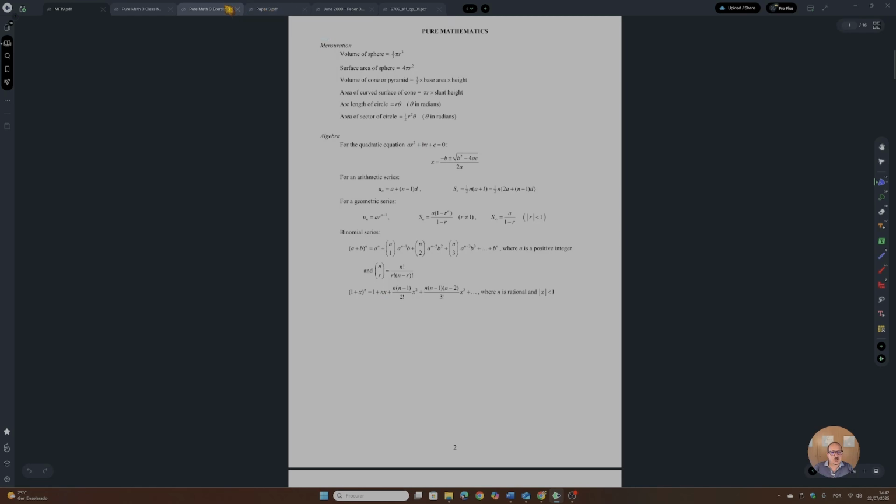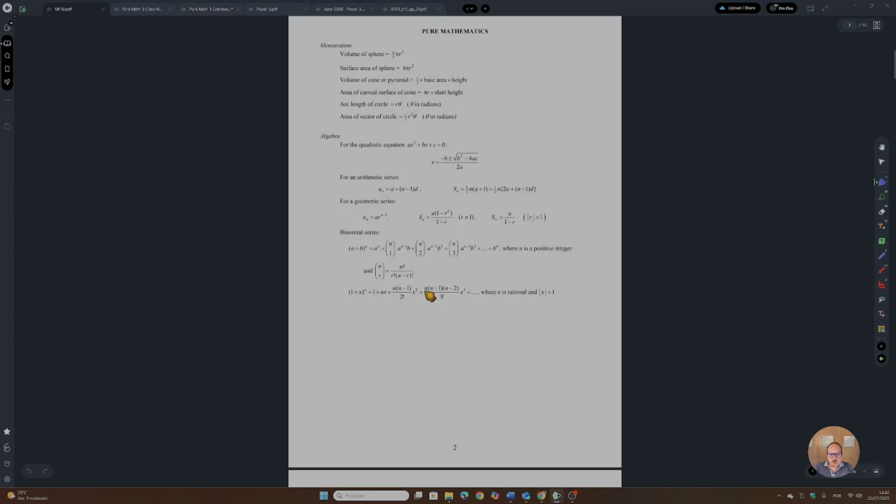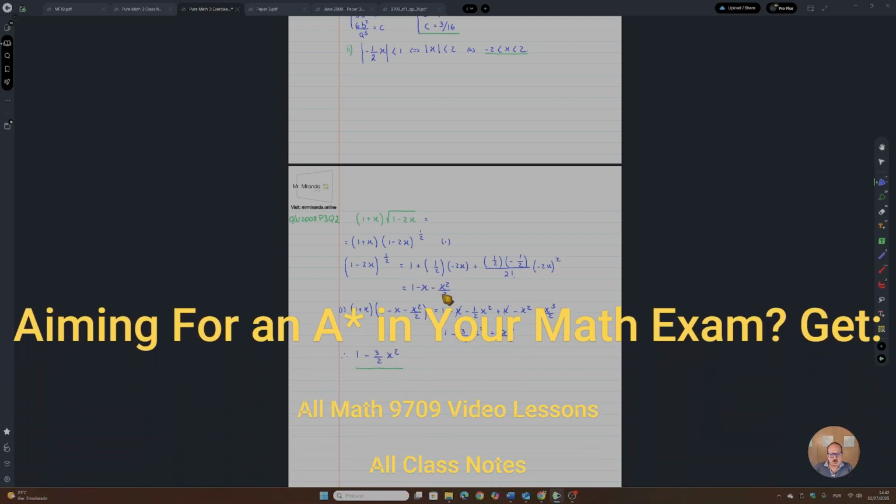Your n is 1/2, so that's 1/2 times your x. By x, they mean the expression, and the expression is actually minus 2x. So that's n, 1/2, times minus 2x. And then the last term is n times n minus 1 over 2 factorial times the expression that you have there squared. Then just simplify, and this is the result.